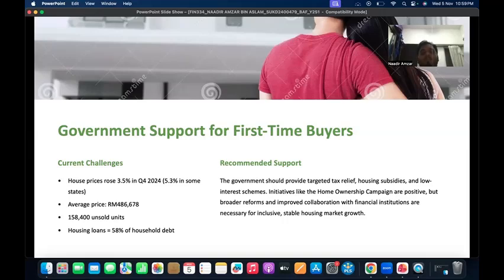To support first-time buyers, the government can offer tax reliefs, housing subsidies, and low-interest schemes. Programs like the home ownership campaigns are good initiatives, but more targeted reforms and better collaboration with banks are still needed to ensure the market stays inclusive and stable.